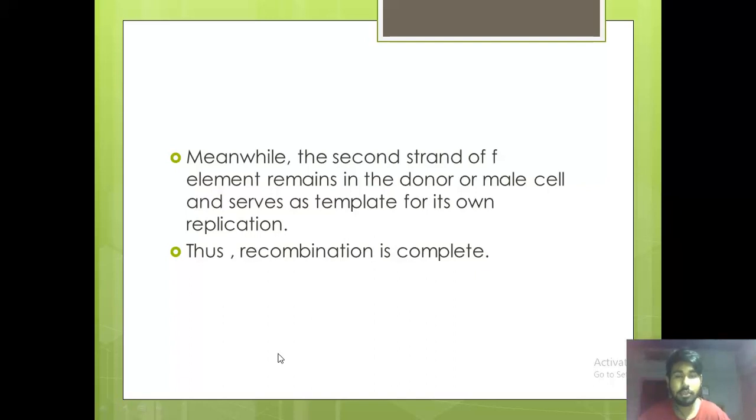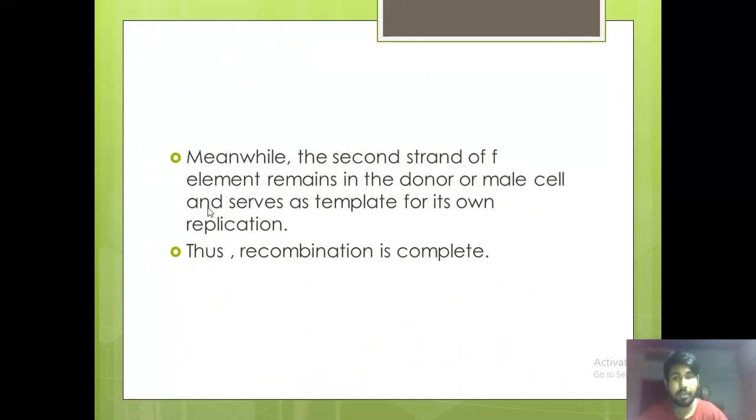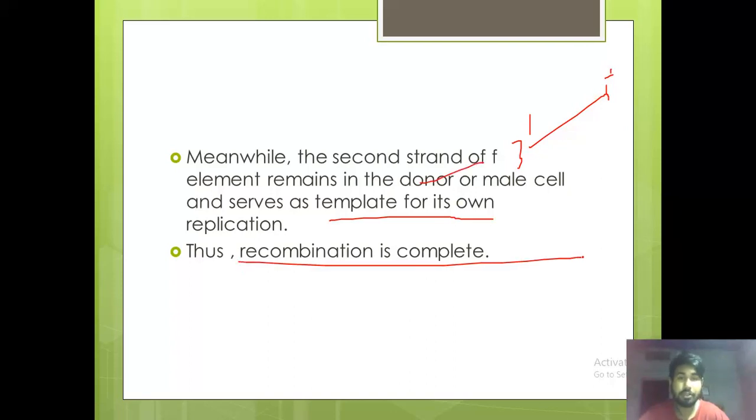This is the replication process. Meanwhile, the second strand of the F element remains in the donor or male cell and serves as a template for its own replication. This is the 3' to 5' strand of the donor cell's DNA that acts as a template. Thus, recombination is completed.